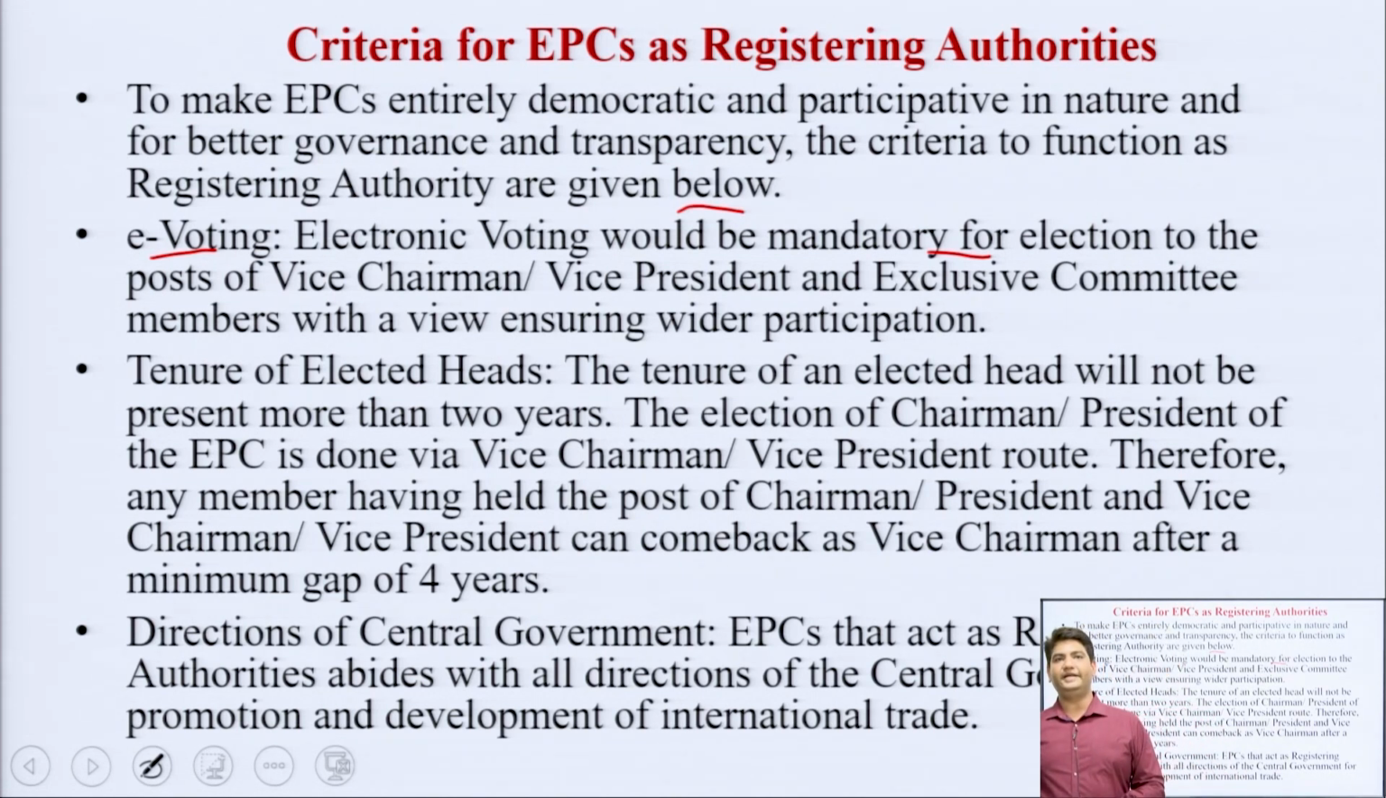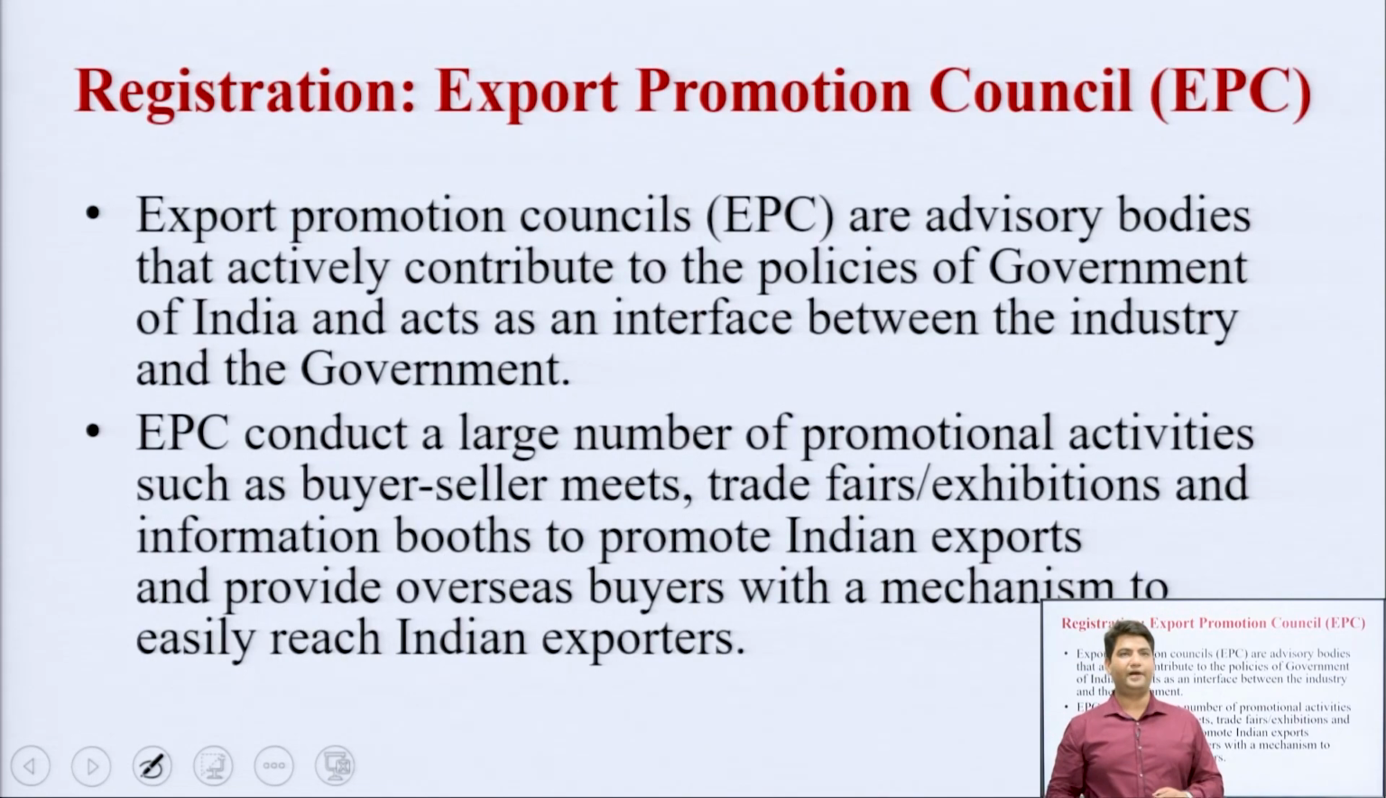Tenure of elected heads. The tenure of an elected head will not be more than 2 years. The election of Chairman, President of EPC is done via the Vice Chairman, Vice President route. Therefore, any member having held the post of Chairman, President, Vice Chairman or Vice President can come back as the Vice Chairman after a minimum gap of 4 years. Directions of central government. EPCs that act as registering authorities abide by all the directions of the central government for promotion and development of international trade.